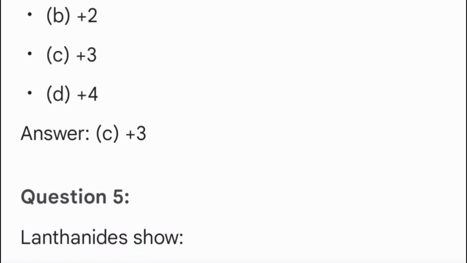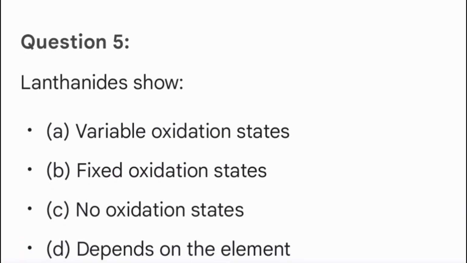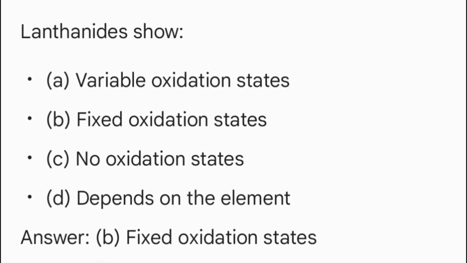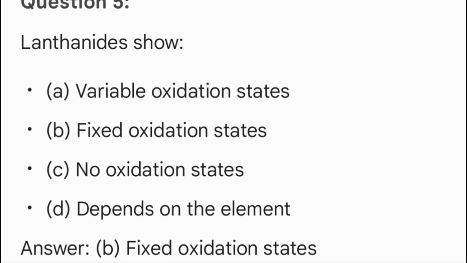Question 5. Lanthanides show A. Variable oxidation states. B. Fixed oxidation states. C. No oxidation states. D. Depends on the element. Answer. B. Fixed oxidation states.